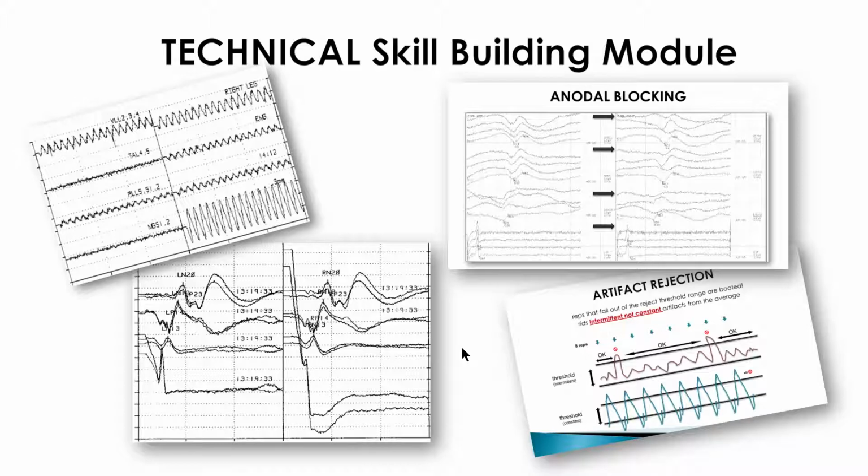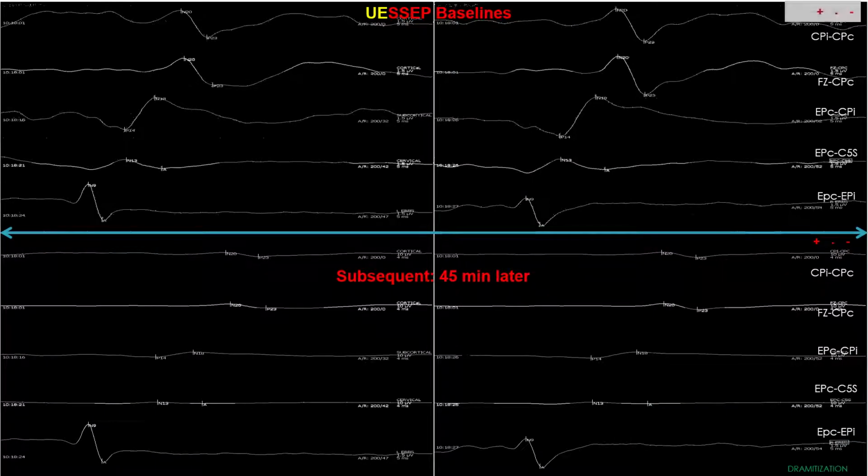In the technical skill building module, I address things such as 60 cycle, stem artifact, and nodal blocking, and other things on a technical level that we can troubleshoot to fix our data. In this module, however, we're going to more focus on the data after technical problems have been resolved, mostly addressing scenarios of changes.